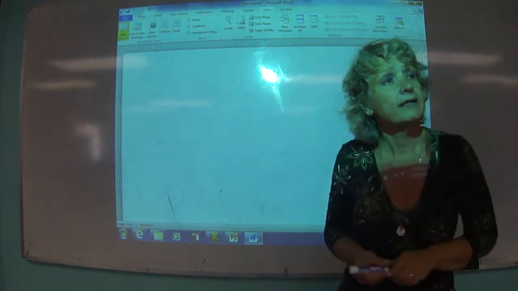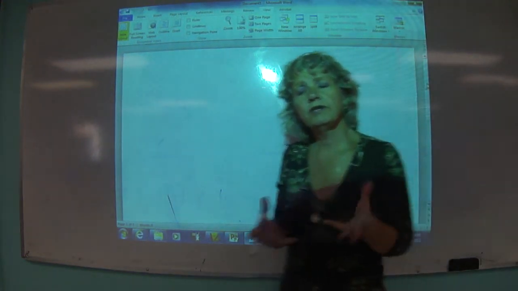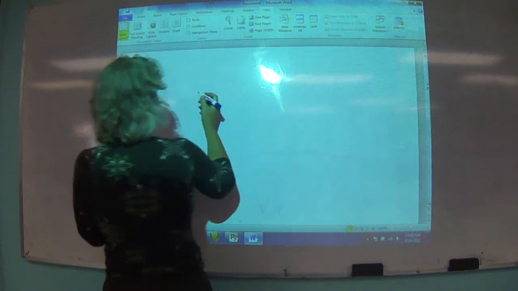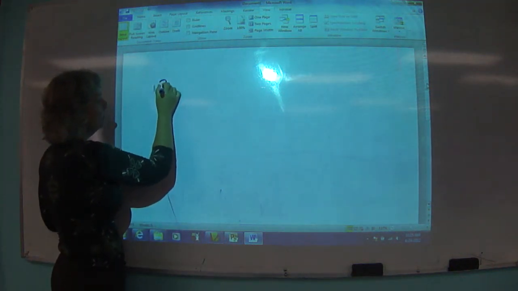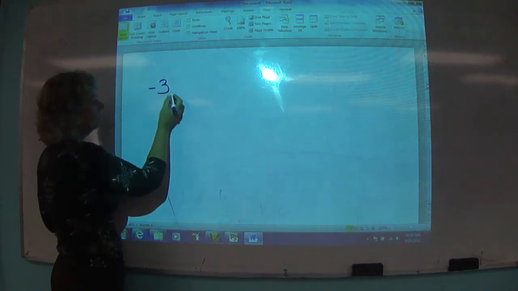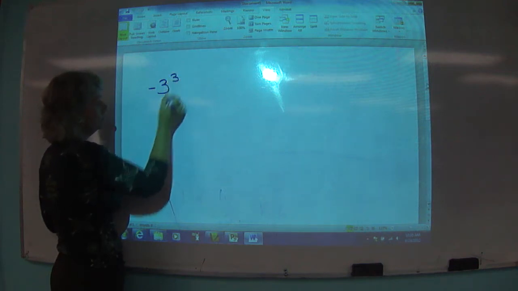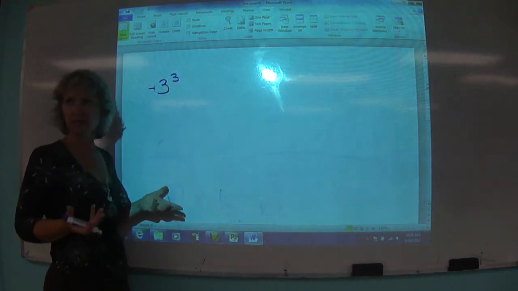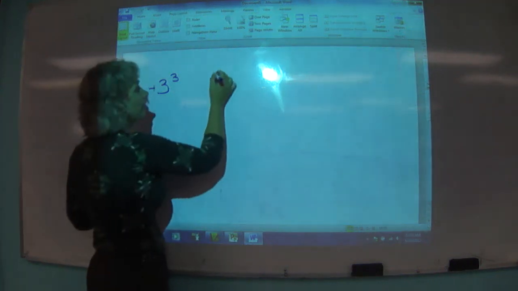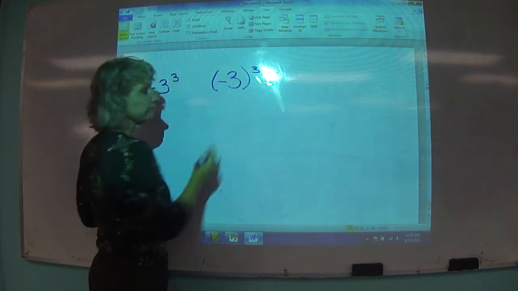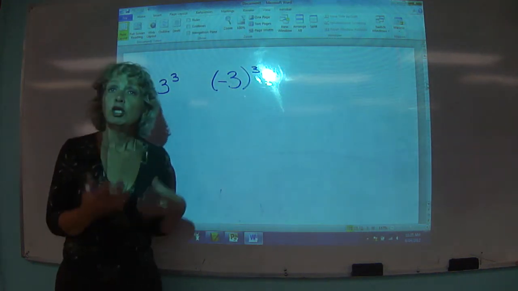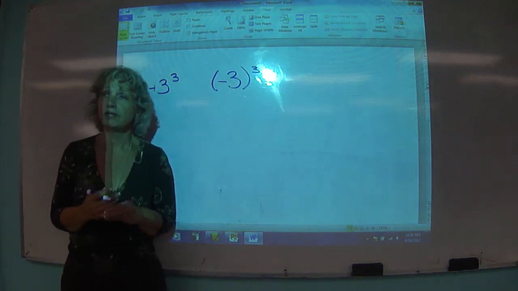All right, this is about exponents. Exponents are unique in a couple of ways. So if you have an exponent, let's say negative 3 to the third power. Okay, you've seen that before, right? Yes. Have you seen it this way too? Yes. Okay, you actually have two different answers here.